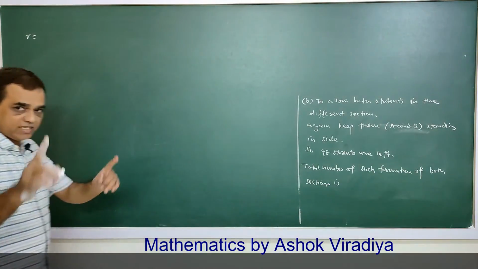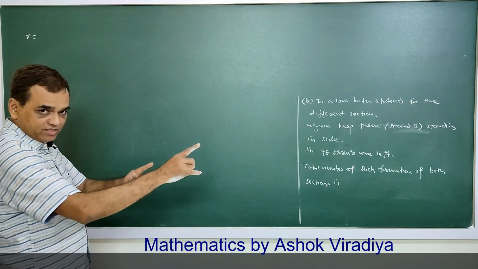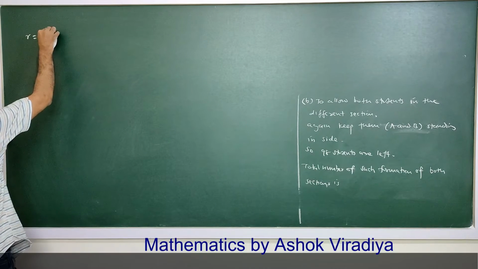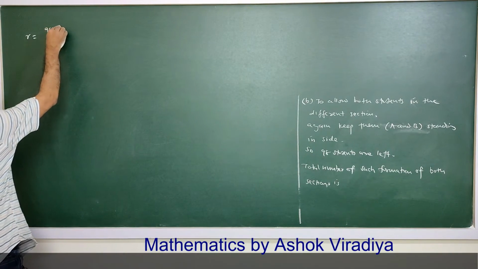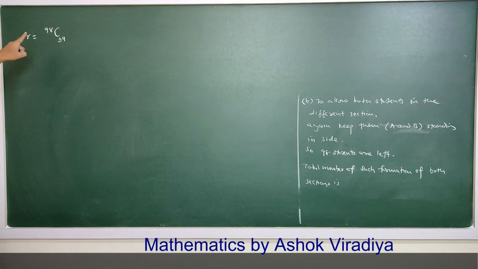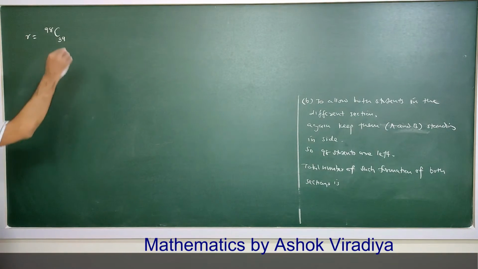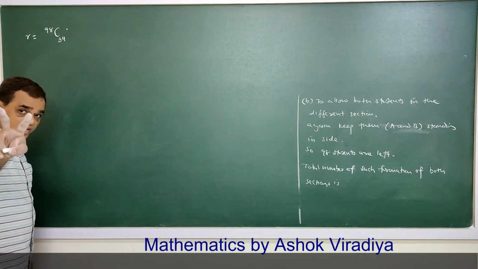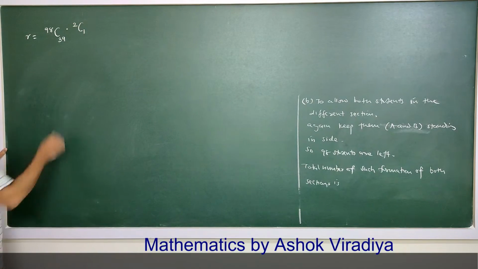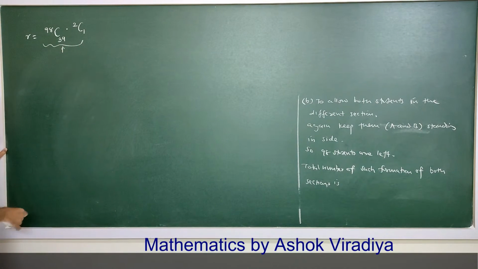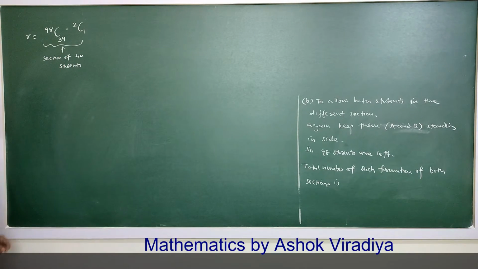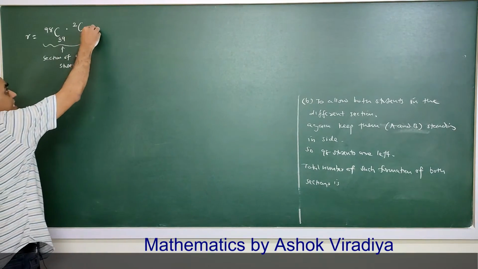R is equal to, say two students are standing inside, A and B both are standing inside, 98 students are there. So from 98 students, select 39 students. Then from those two students, A and B, select any one. So this is section of 40 students, and means into.